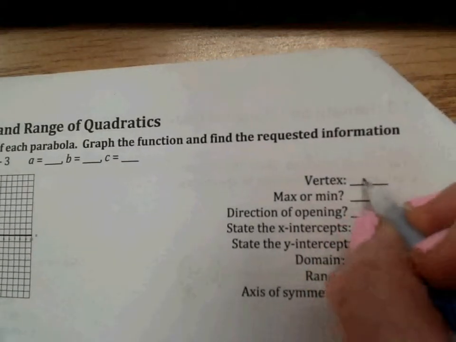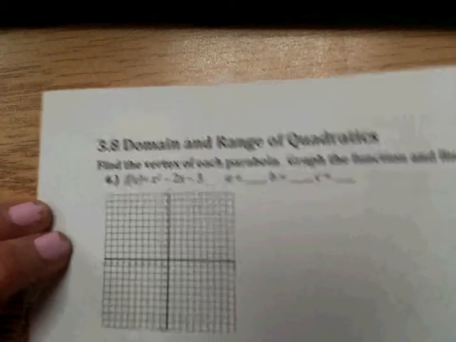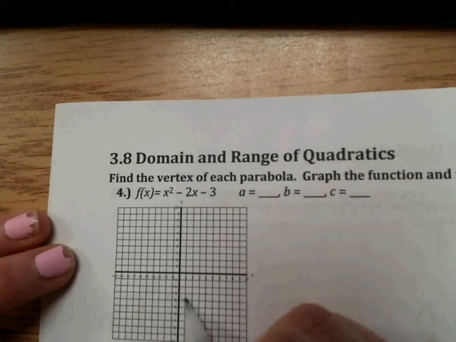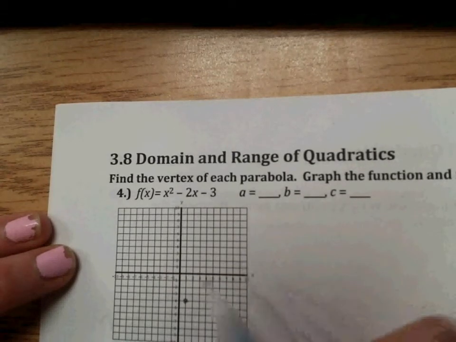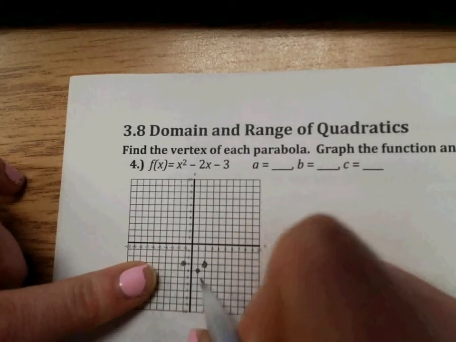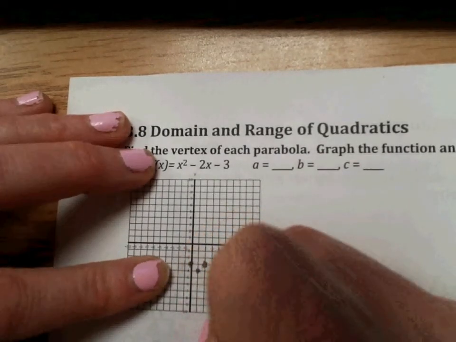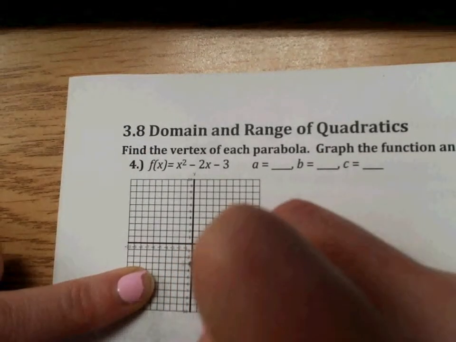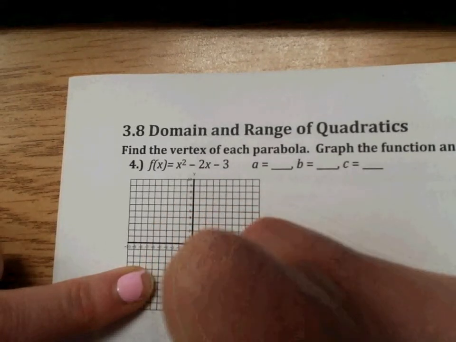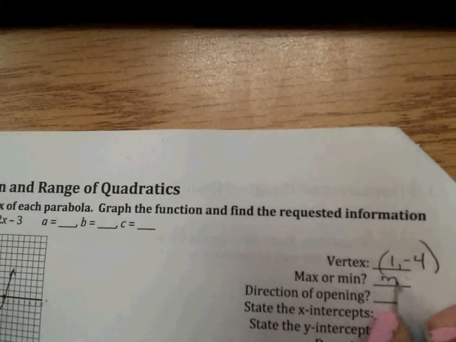Vertex is at 1, -4. So let's plot that. 1, -4. I can use my little song, go over 1, up 1, left 1, up 1. I went over too many. Left 1, up 1, over 2, up 4, left 2, up 4, parabola. Max or min, it's got a min, right? It's a lowest point, so that's a minimum.